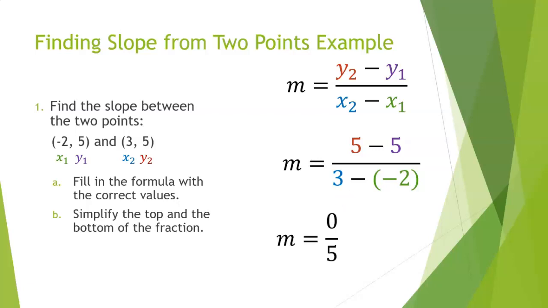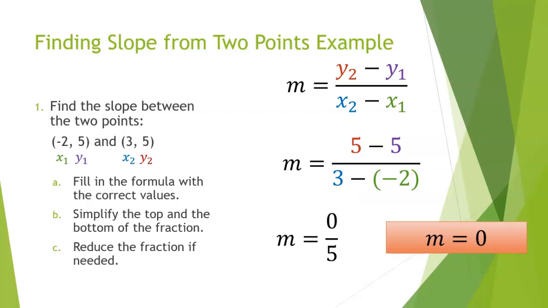5 minus 5 is actually 0. 3 minus -2 is 5. 0 divided by 5 is 0. So when I reduce that, I get 0. And that is a special case, as we talked about earlier. When the slope is 0, that means these 2 points fall on a horizontal line.